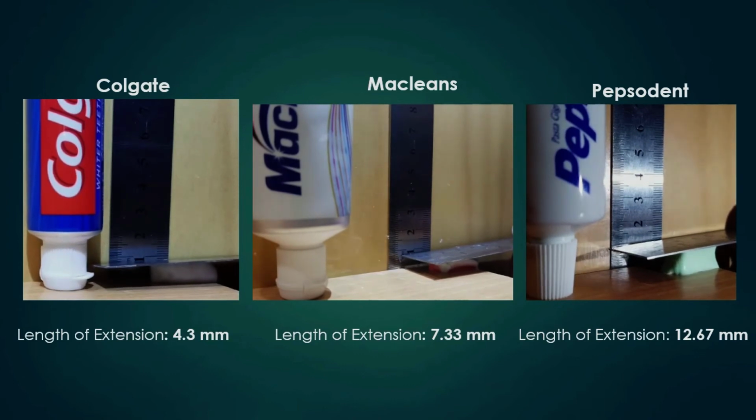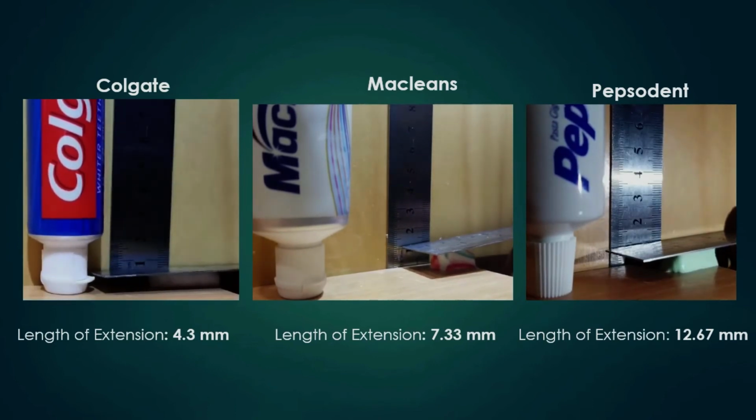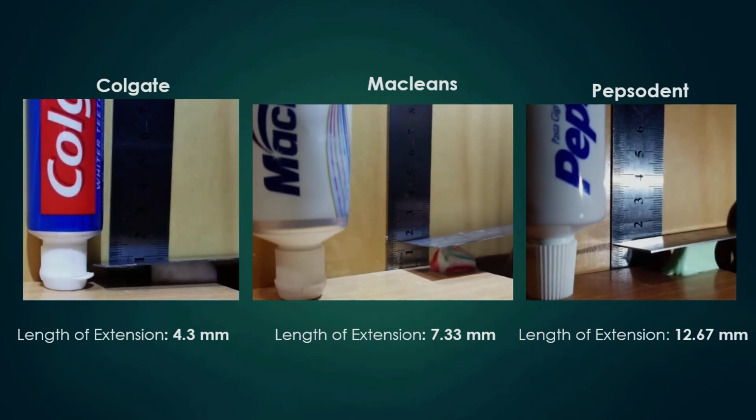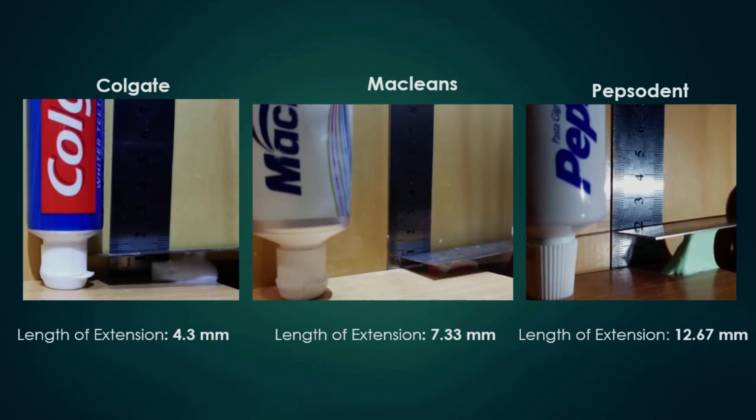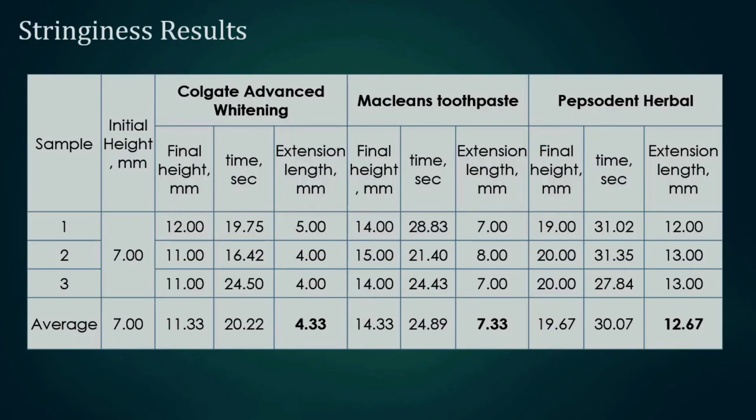For our experiments, equal amounts of paste were placed under a steel ruler and compressed to the initial height to allow adhesion to occur. The ruler was then raised at a constant rate until the paste was seen to break and the final height was measured. From the result, it can be seen that Colgate displayed the shortest length of extrusion before rupturing, indicating a low stringiness value and good ribbon formation. Pepsodent Herbal displayed the longest length, being 3 times larger than Colgate, indicating poor stringiness performance. Low stringiness is caused by high silica content and less polymer in the Colgate formulation.